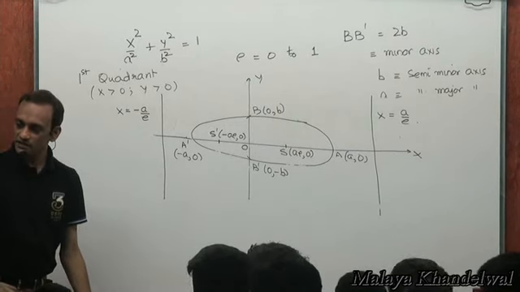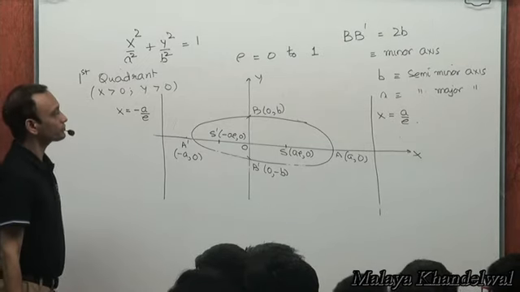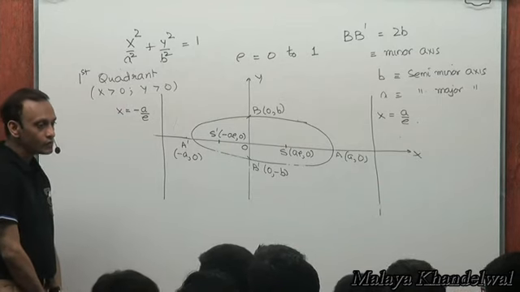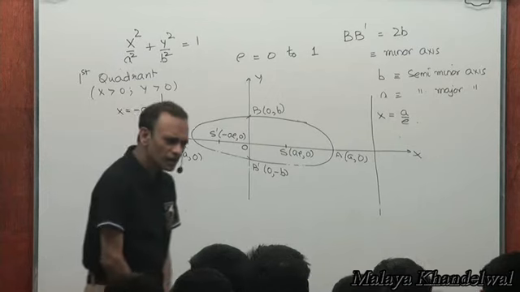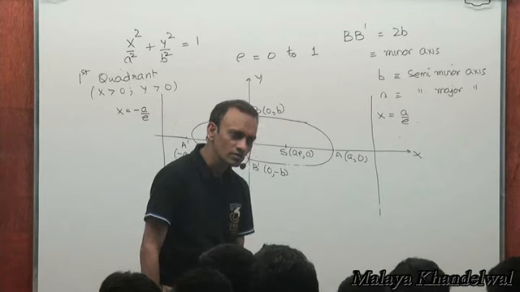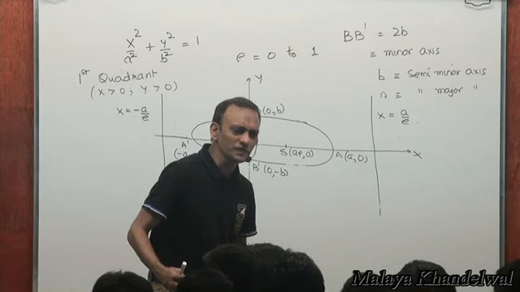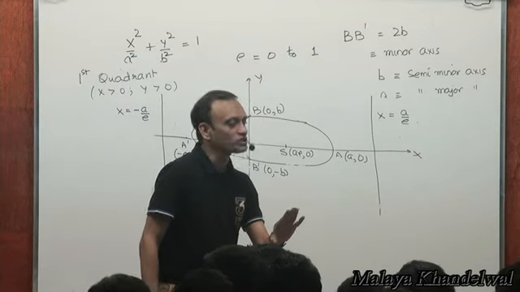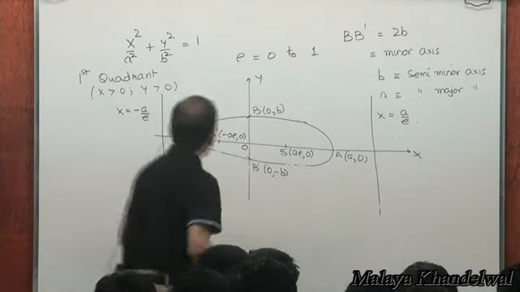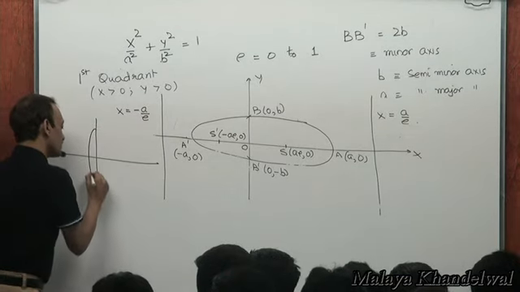No, that's a special case. When b becomes a, then e is 0. Isn't it? Huh? Minor axis, the major axis. Sorry? You want to make the major axis the minor axis? No, but why? The bigger one will always be the major axis. I'll tell you, your question is, could this have been the minor axis and this the major axis? Yes, if that was the case, then the ellipse will look like this.